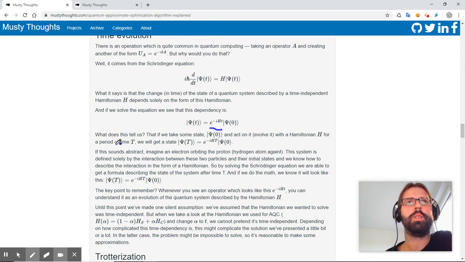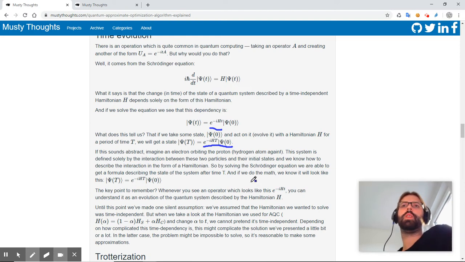What does this tell us? That if we take some state and evolve it with a Hamiltonian H for a period of time, we will then get a new state. Sometimes imagine an electron orbiting the proton, hydrogen: the system is defined solely by the interaction between these two particles in their initial states, and we know how to describe the interaction. So if we solve the Schrödinger equation, we get a formula describing the state of the system after time t. The key point to remember: whenever you see an operator which looks like this, you can understand it as an evolution of the quantum system described by Hamiltonian H.